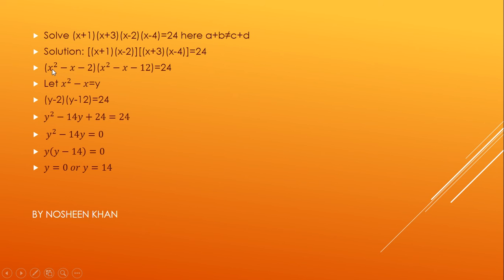Now let's suppose that x² - x is equal to y. So put here (y - 2) and here (y - 12), so (y - 2)(y - 12) = 24. Now multiply y - 2 by y - 12. First multiply y by y - 12 and then -2 by y - 12. You will get y² - 14y + 24 = 24.